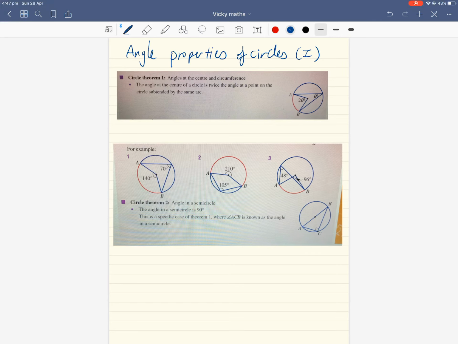The page reference to these theorems is page 131 in your textbook. If you just want to print that out and paste it into your rules book rather than copying it out.